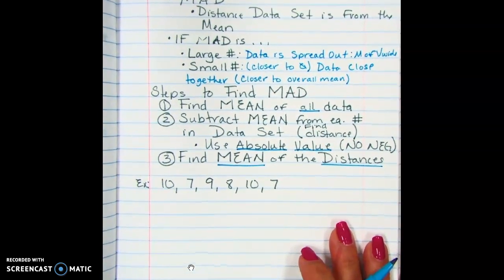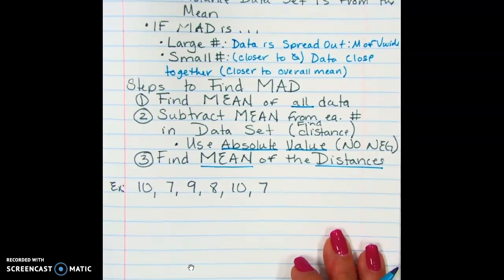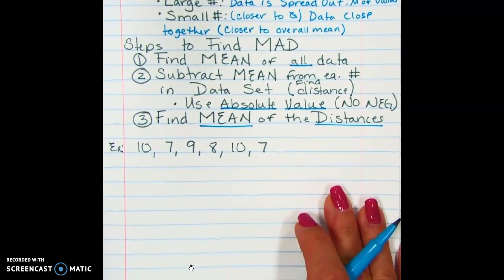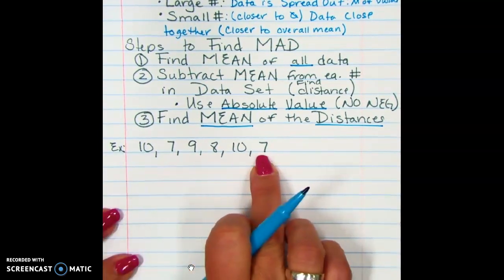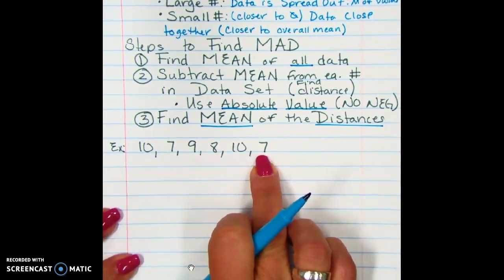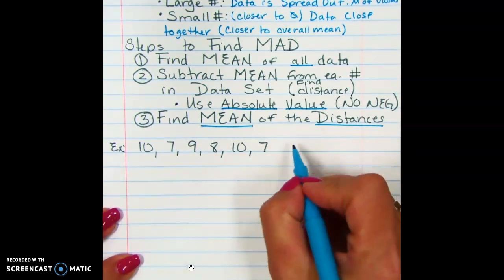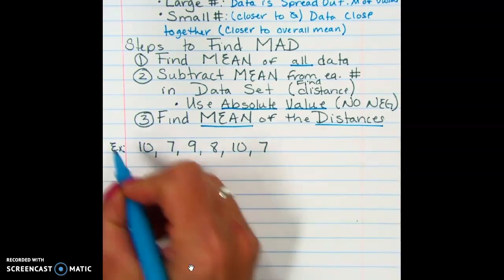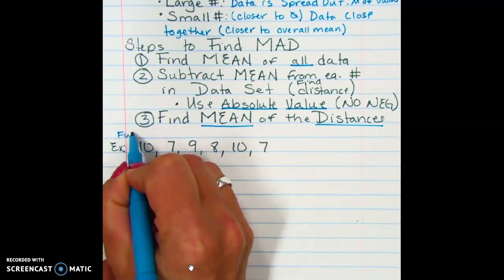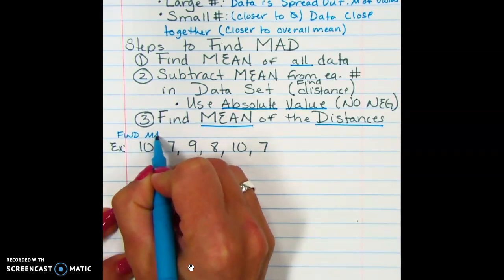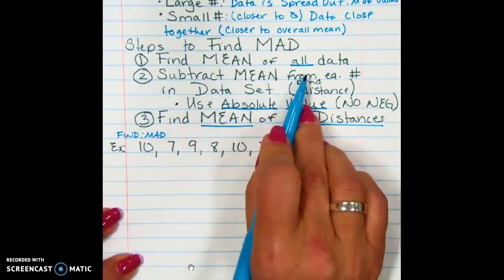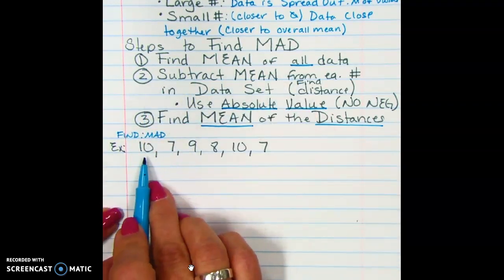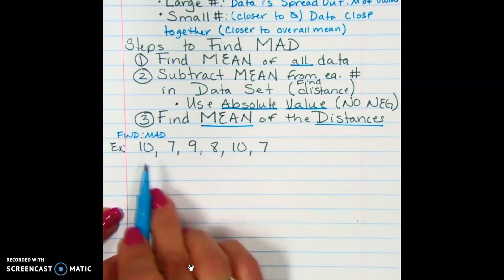I'm going to scroll in a tiny bit so that we can get a little bit closer and make sure we see our steps. So if I have this data set, I'm going to try to find the MAD. I'll even write my directions here: find your MAD. The first step is to find the mean of all the data. So what I have to do is add these numbers together.